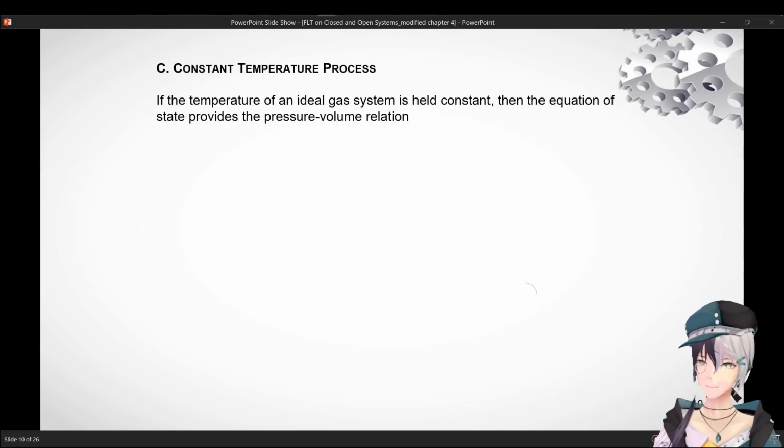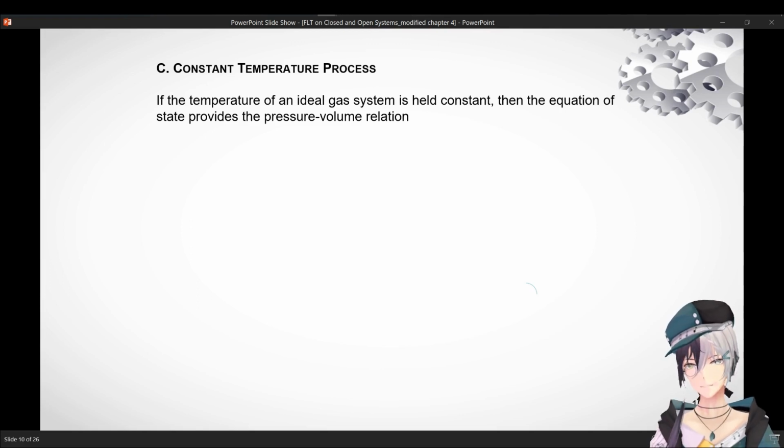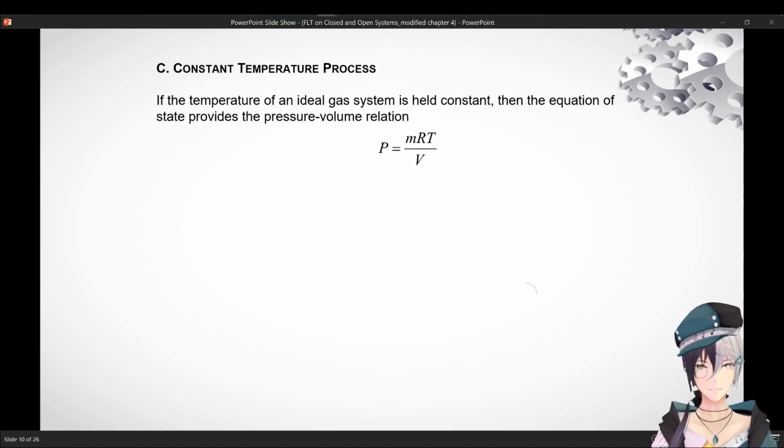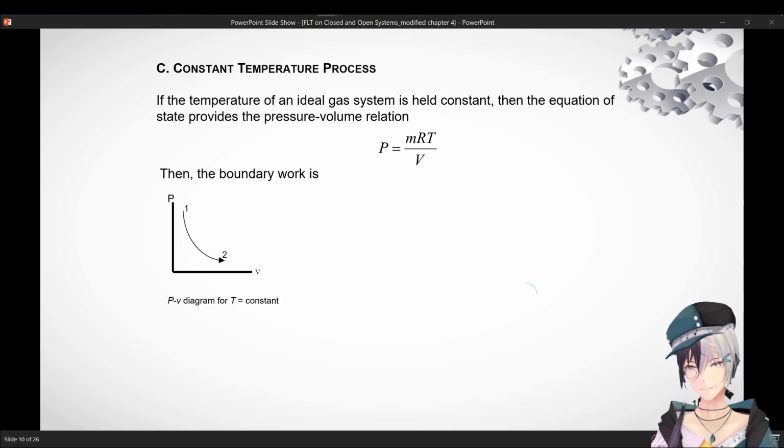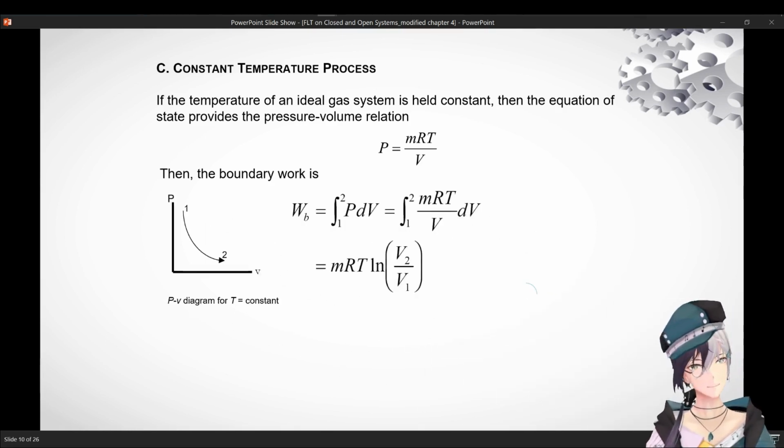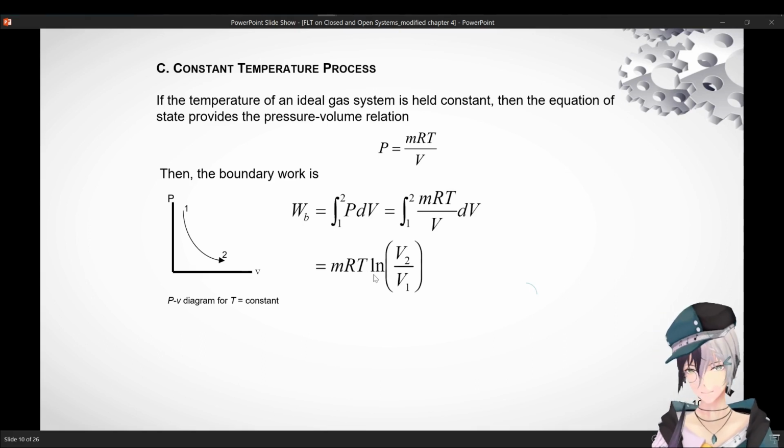This time we have constant temperature process. What's the other term for constant temperature process? Yes, isothermal process. Isothermal process. Boundary work this time is now expressed as mRT ln of volume 2 divided by volume 1.